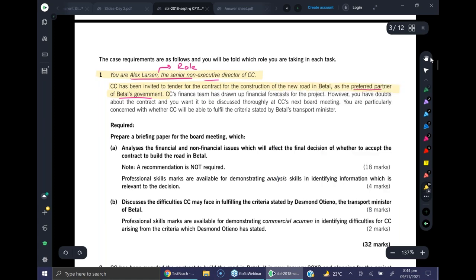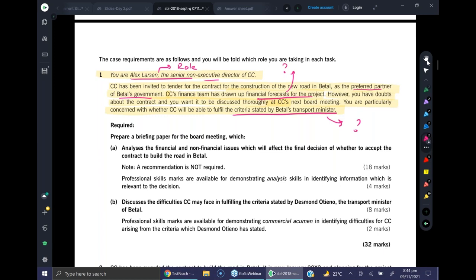CC's finance team has drawn up financial forecast for the project. So here I will underline this and I will say that there is some forecast. So I'll find it out from the exhibits where exactly this forecast is given, right? Okay. However, you have doubts. Who are you? You are Alex Larson, the senior NED of CC, right? So you have doubts about the contract and you want it to be discussed thoroughly at CC's next board meeting. You are particularly concerned with whether CC will be able to fulfill the criteria stated by Beetle's transport minister. So there are some criteria stated by minister, again a question mark. We'll figure it out from the questions information.